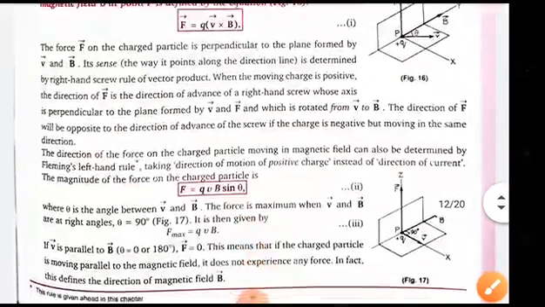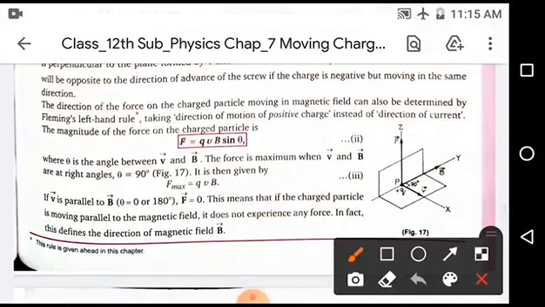Now students, it can also be written as F is equal to QVB sine theta. So if theta is equal to 90 degrees, then the force will be maximum, and this force is said to be the Lorentz force. F maximum equals QVB.